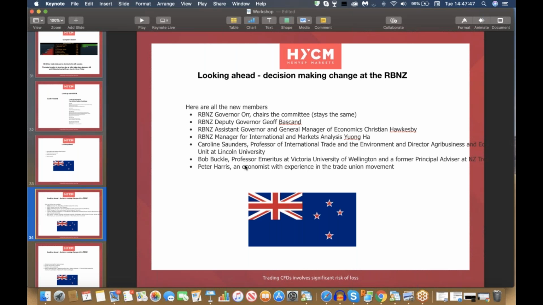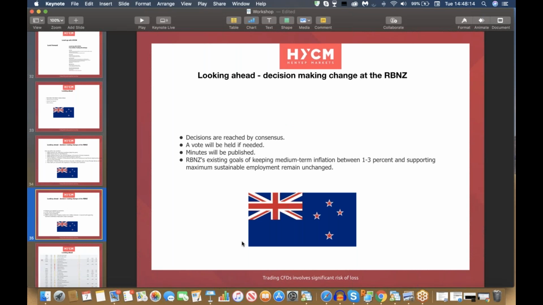You can just screenshot this if you want. You've basically got 4 people within the bank. You see RBNZ, RBNZ, RBNZ, RBNZ. These guys are all within the bank. And you've got 3 who are external to the bank, who are not part of the Reserve Bank of New Zealand. So that's the new committee, a total of 7. Decisions are reached by consensus. A vote will be held if needed, and minutes will be published. Their existing goal to keep medium-term inflation between 1% and 3% and support maximum sustainable employment remains unchanged.